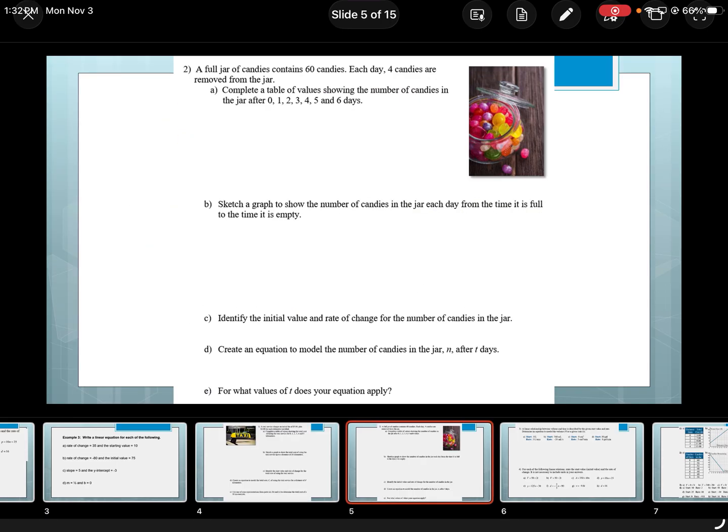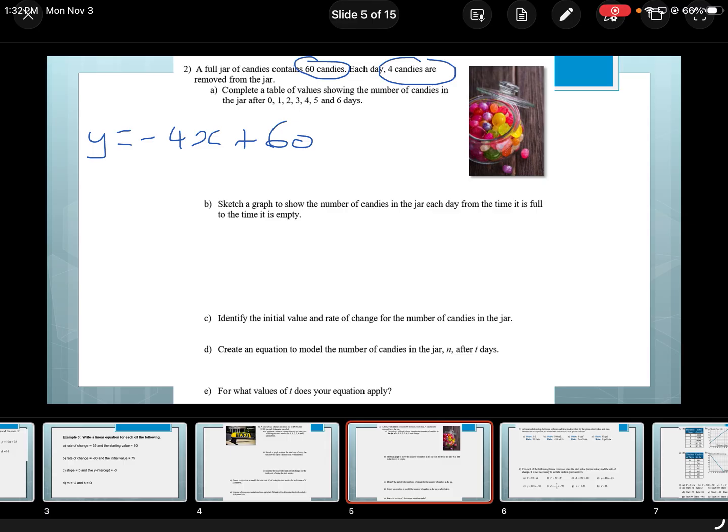Okay, a full jar of candies contains 60 candies. Each day 4 candies are removed from the jar. So again, there's your initial fee, isn't it? That's the thing that's starting, initial value, initial cost, whatever you want to call it. This is the thing that's changing. It's 4 candies removed. So already, I don't even need to think much. I already know the equation. It's going to be y equals -4x plus 60, because it's losing 4, right?